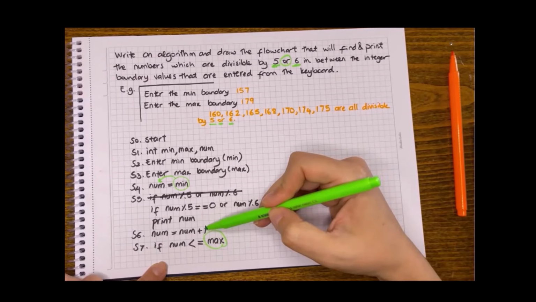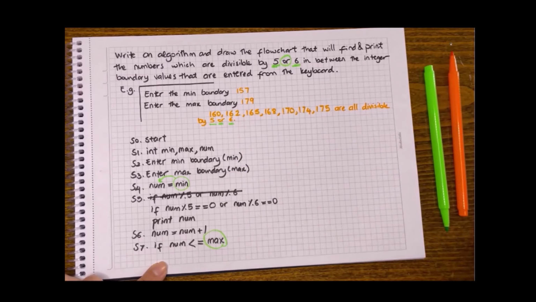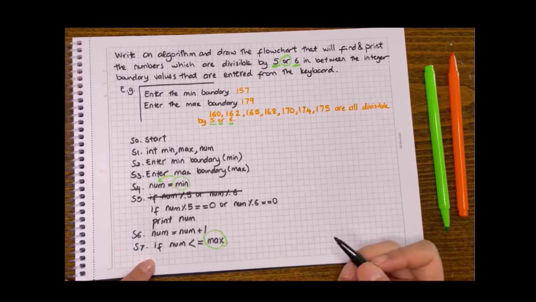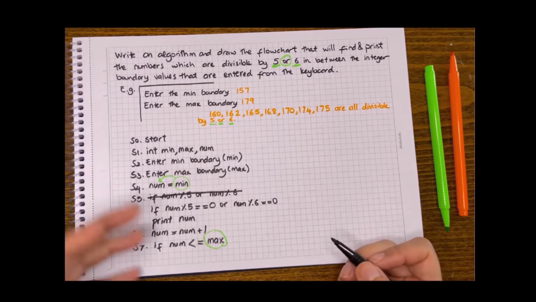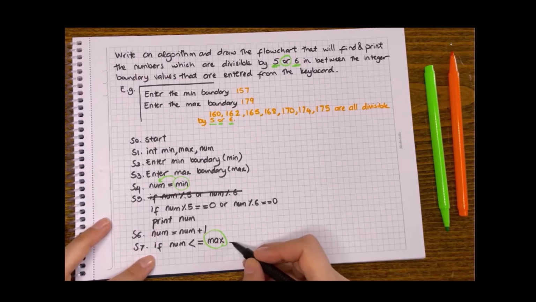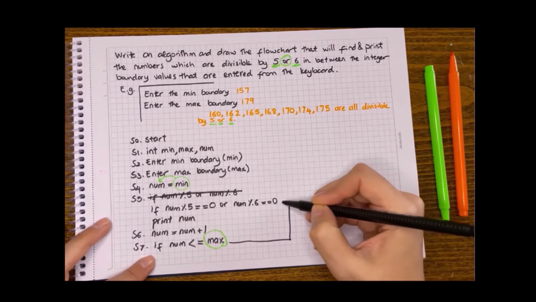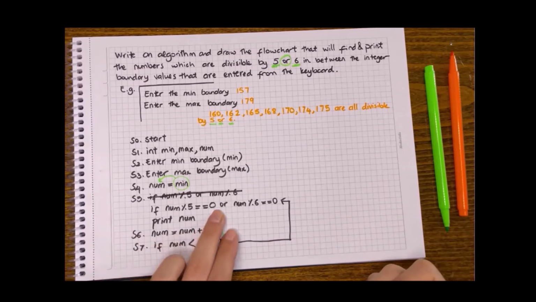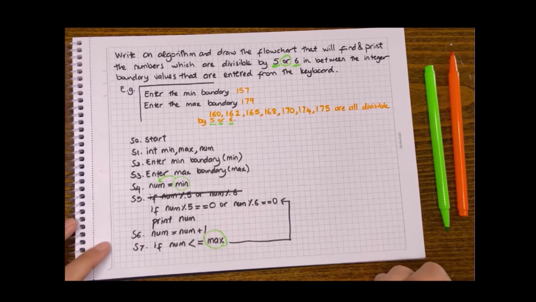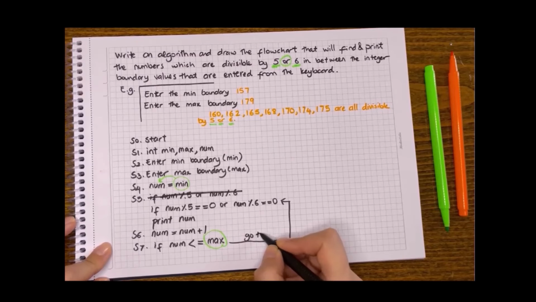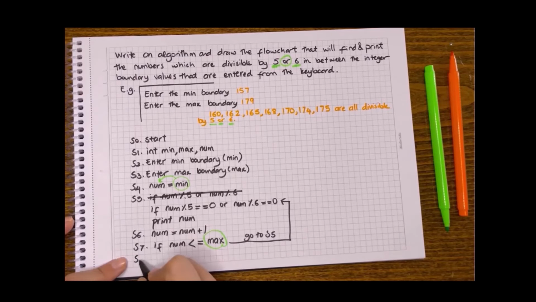One by one, because we increase the number one by one in this case. So if the number is less or equal to the maximum number, what we have to do, if there are more numbers that we need to check, we simply repeat the steps of checking the decision, whether the numbers are divisible by 5 or divisible by 6. So go to step number 5 in here. Otherwise, in any case, we have to end the algorithm.